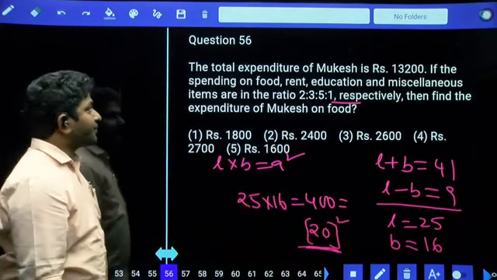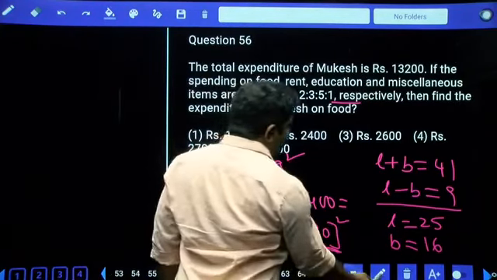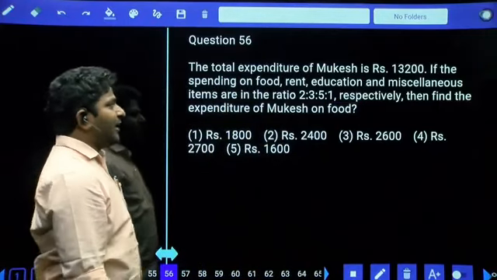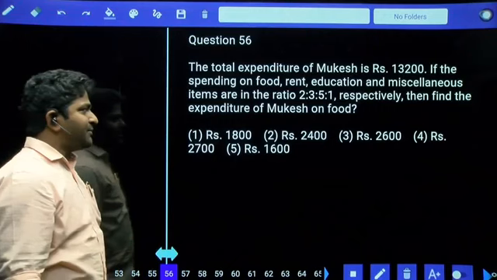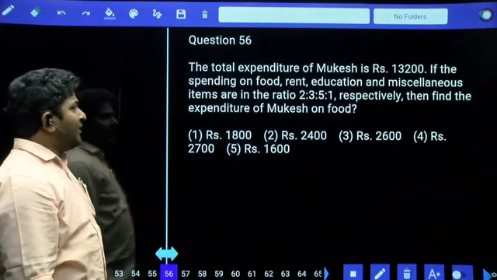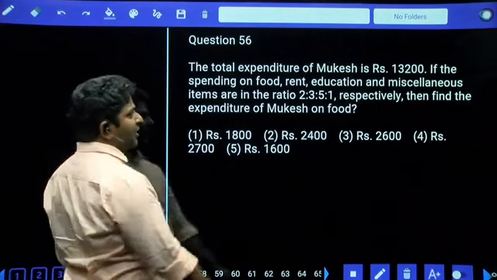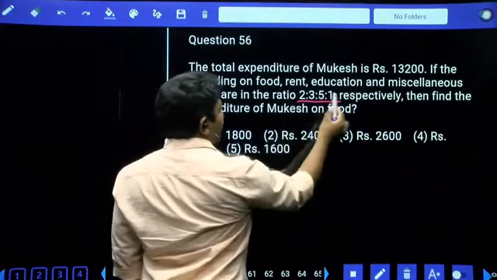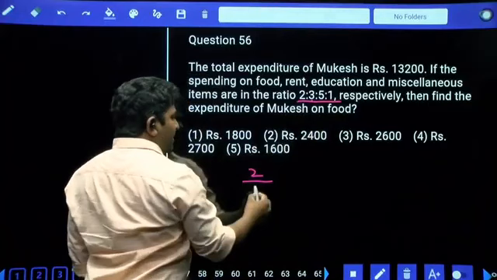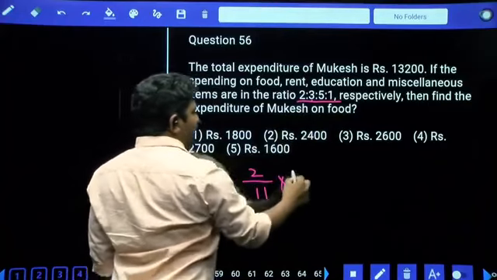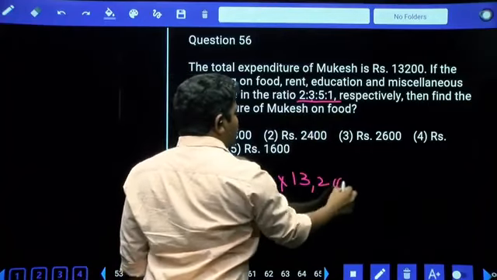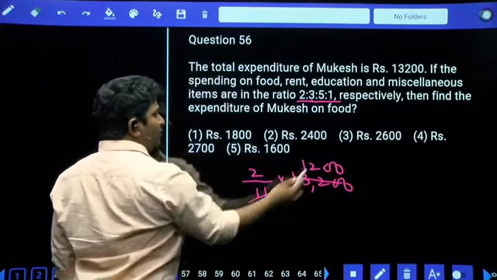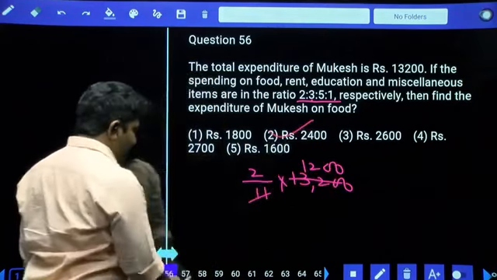Second option is the answer. Total expenditure of Mukesh is 13,200. If the spendings on food, rent, education and miscellaneous items are in the ratio 2:3:5:1, then find the expenditure of Mukesh on food. Food is 2 parts out of a total of 11 parts among total expenditure 13,200. 13,200 divided by 11 is 1200, and 2 into 1200 is equal to 2,400.